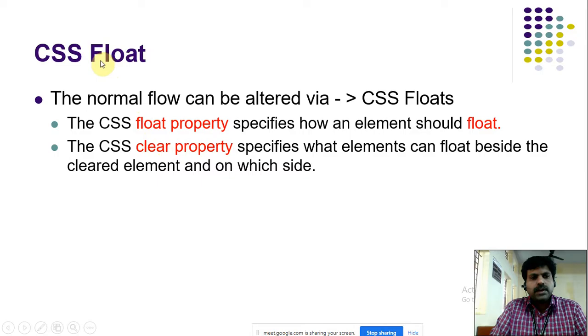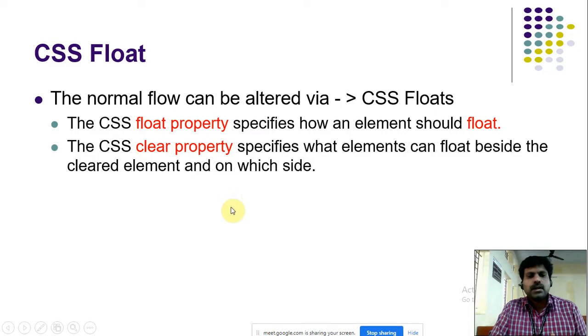When it comes to CSS Float, there are two properties available. One is float, and one is clear. The float property specifies how an element should float, whether you want to float left side or right side. In opposite, the clear property specifies what elements can float beside the cleared element on which side. It means when you float one element to the left side, the remaining elements automatically float to the left side. If you want to stop that, we have to use the clear property.